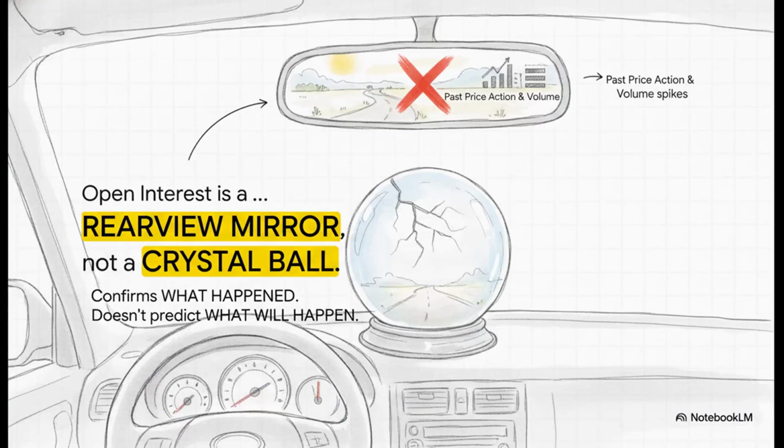And this is probably the most crucial point to remember. Open interest is not a crystal ball. It's a rearview mirror. A very clear, very useful rearview mirror, but a rearview mirror nonetheless. It gives you incredible context about what has happened, but it doesn't predict the future. It confirms, it doesn't forecast.